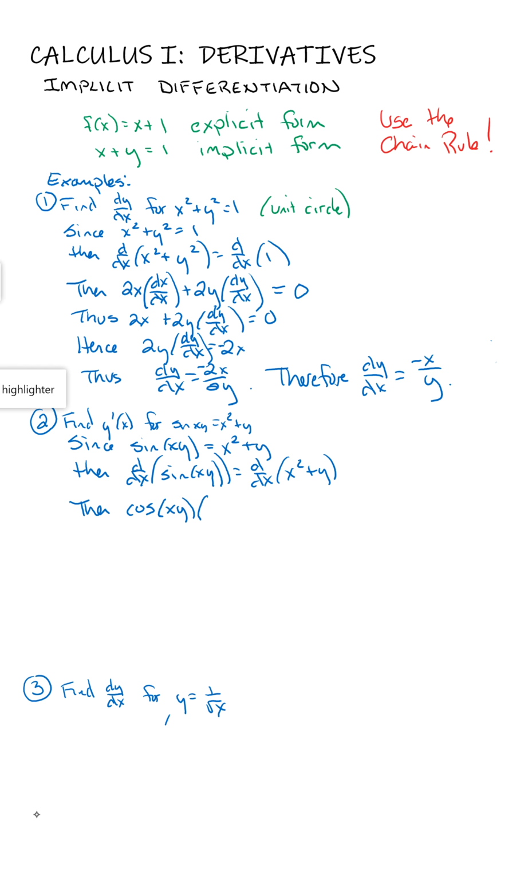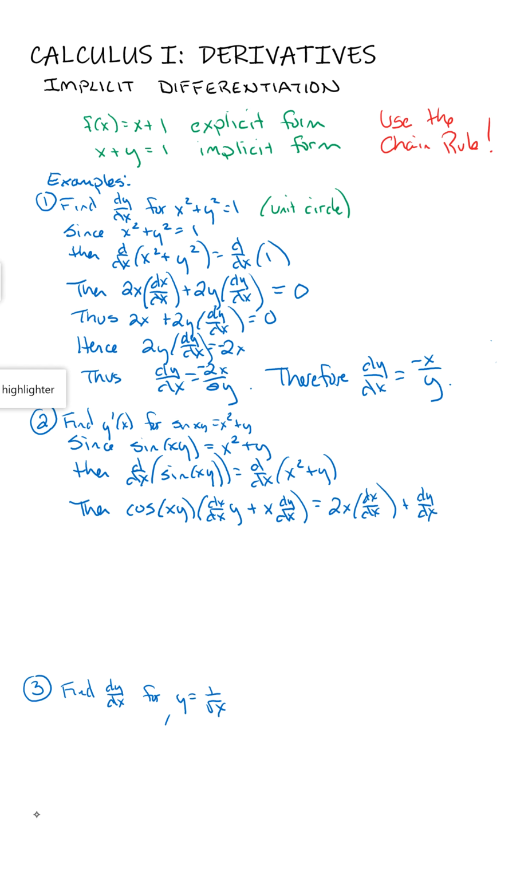The product rule is the derivative of the first, dx/dx, times the second, plus the first times the derivative of the second. Well, derivative of y with respect to x, that's dy/dx. Okay. And then we have, on the right side, the derivative of x squared is 2x, and then the chain rule says derivative of x with respect to x, plus the derivative of y with respect to x, that's dy/dx.